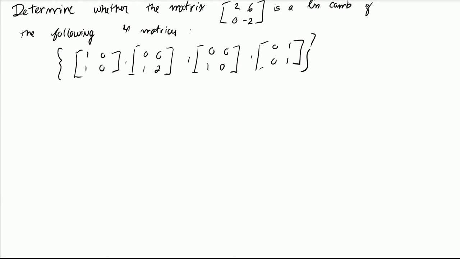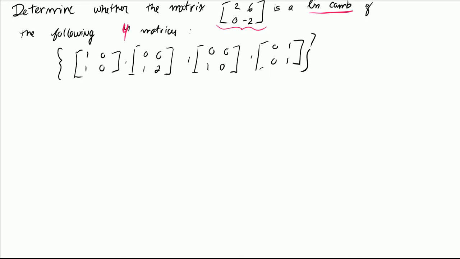So in this video, I'll be determining whether the matrix 2, 6, 0, minus 2 is a linear combination of the following four matrices. In other words, 1, 0, 1, 0, 0, 0, 1, 2, 0, 0, 1, 0, and 0, 1, 0, 1.